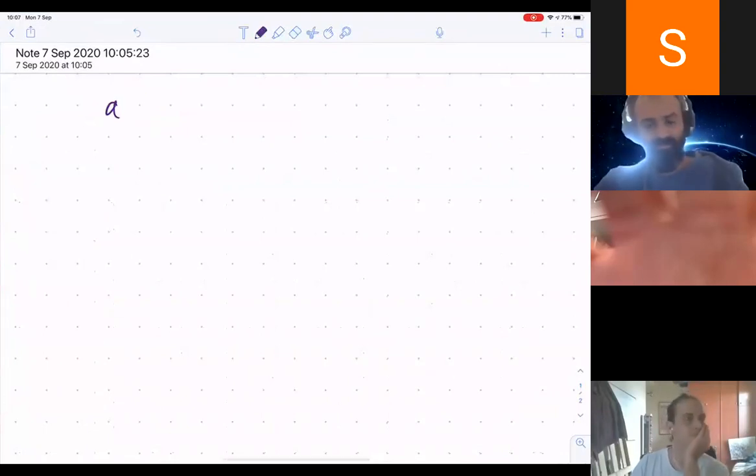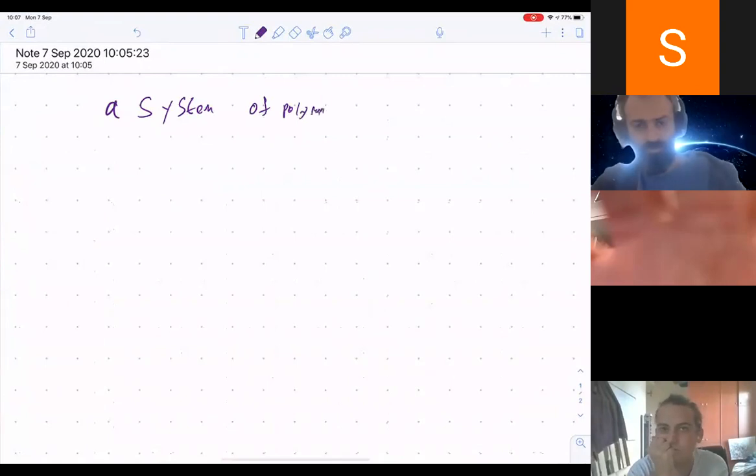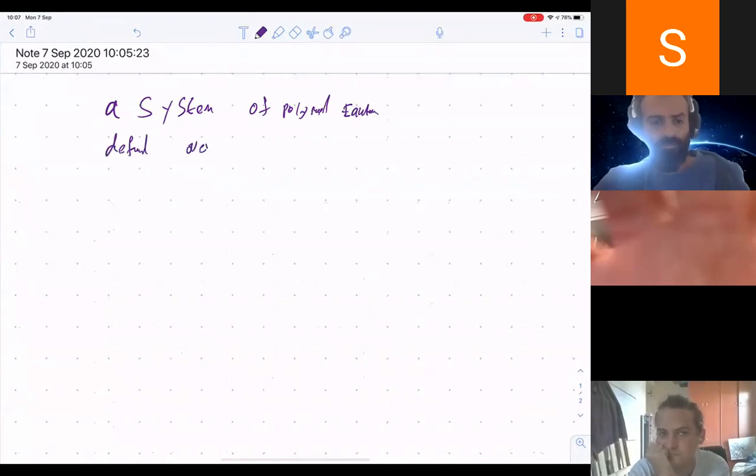So we have a system of polynomial equations defined over some finite field F_q. And I'm going to denote the system of equations by X.